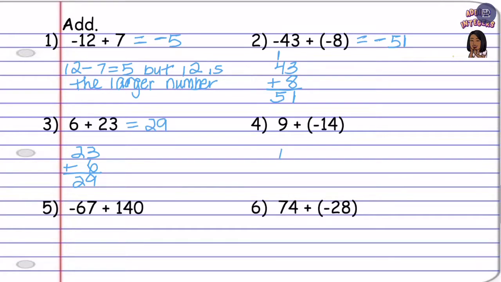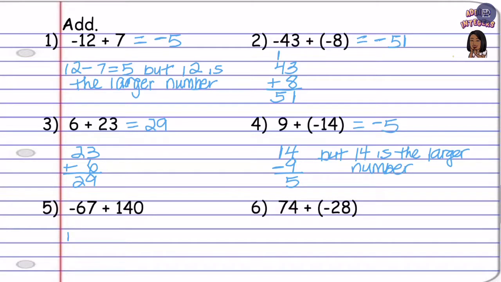Number 4, 9 plus -14. The signs are different, so we need to subtract. So 14 minus 9 is going to get us 5. But is it going to be a positive 5 or a -5? So because 14 has the highest absolute value, that means that the answer is going to be a -5.